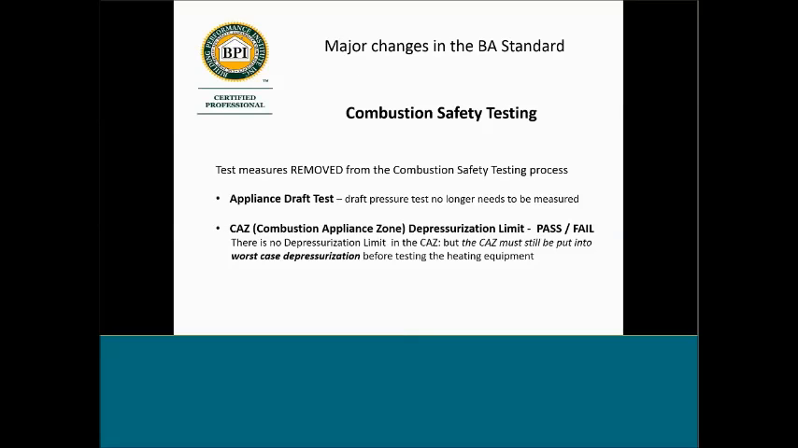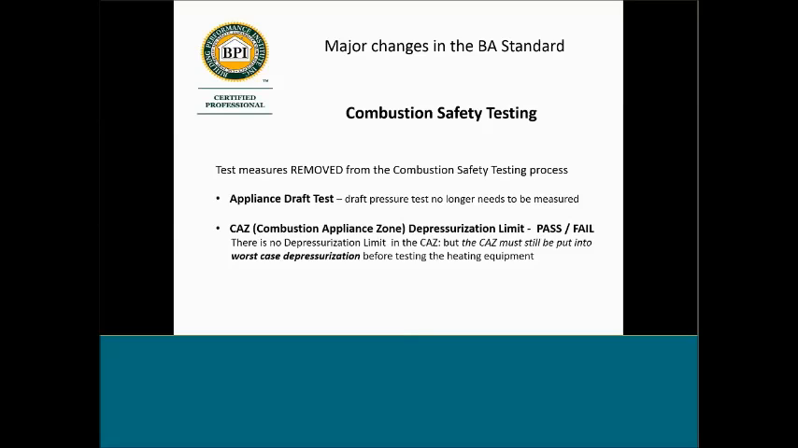Combustion safety testing. What's been removed from the standards from the past is you no longer have a draft test on your combustion appliances, so you don't have to worry about outdoor temperature and draft pressure numbers based on the type of equipment you've got, so there is no draft pressure pass or fail for that.